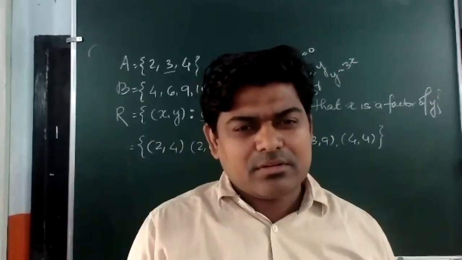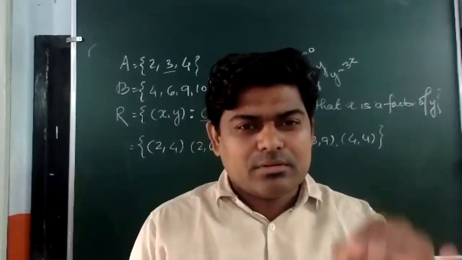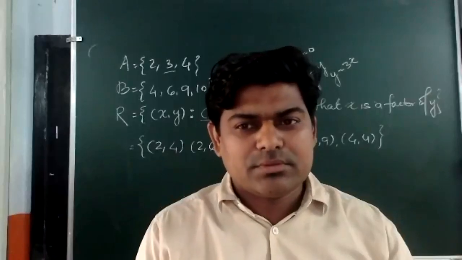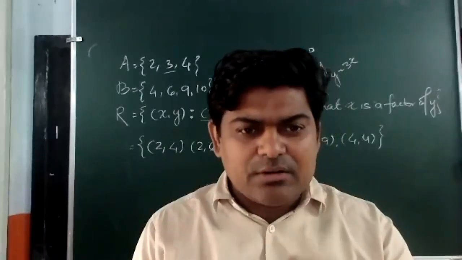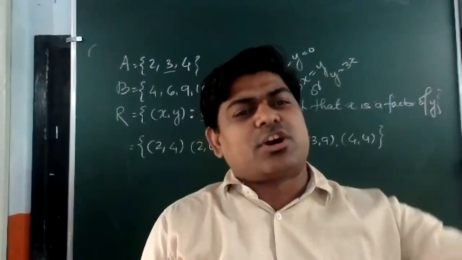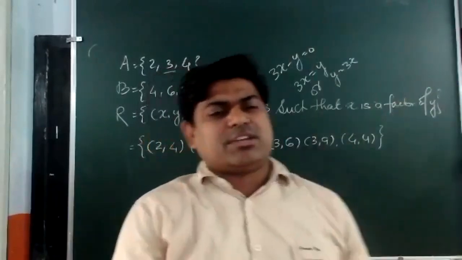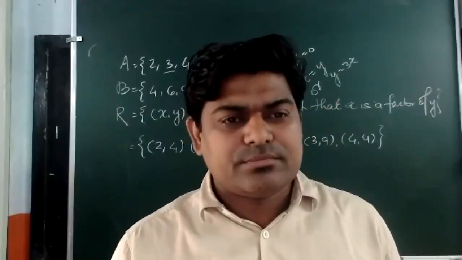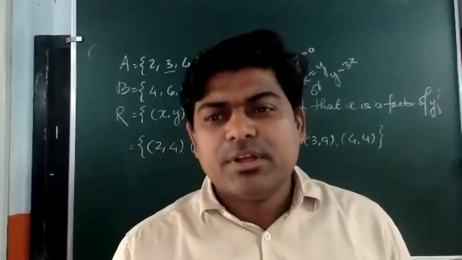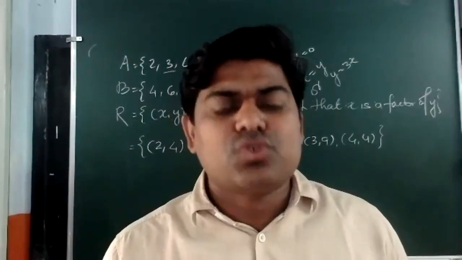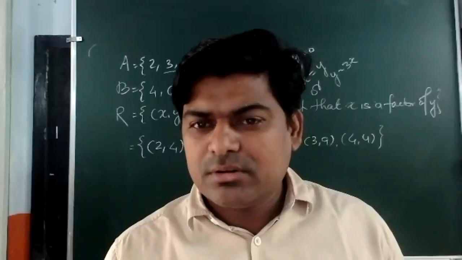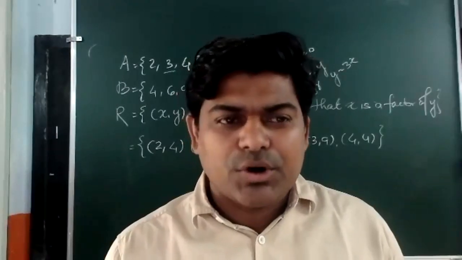It will be (1, 3), (2, 6), (3, 9), (4, 12), then (5, 15). (6, 18) will not come, because 18 is not given in A. Till 17 only is given, so (5, 15) will be enough. (6, 18), (7, 21), (8, 24) will not come, because first and second both elements should be from A only. Are you getting me? Okay.